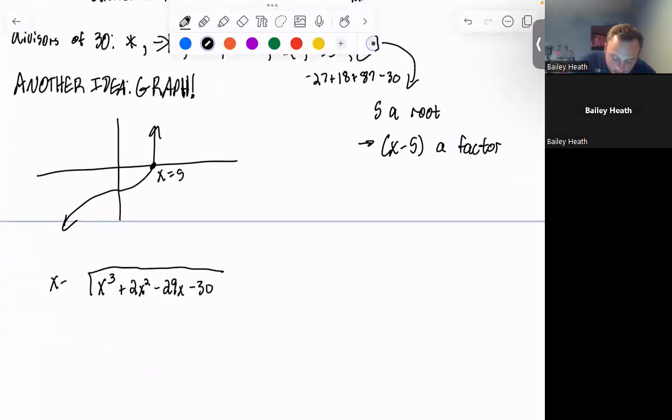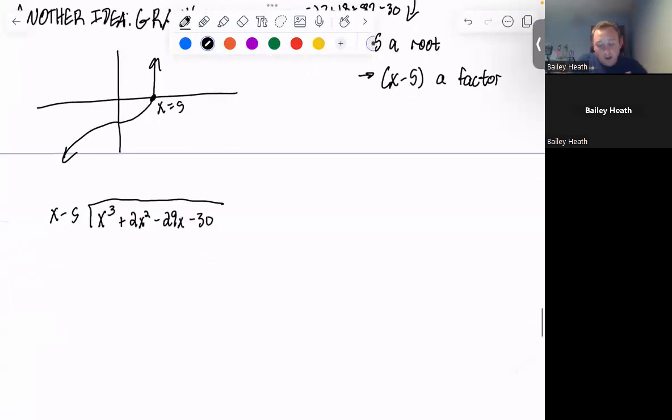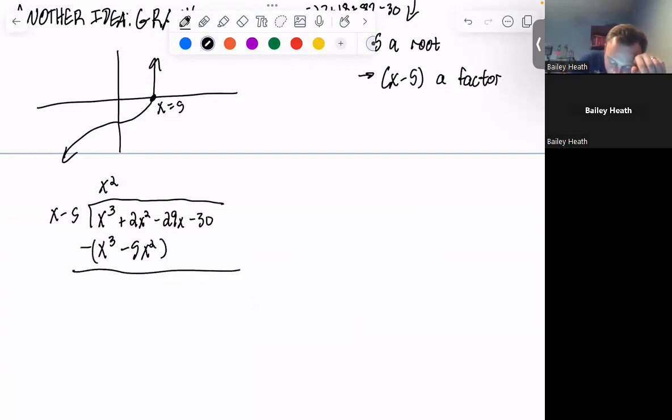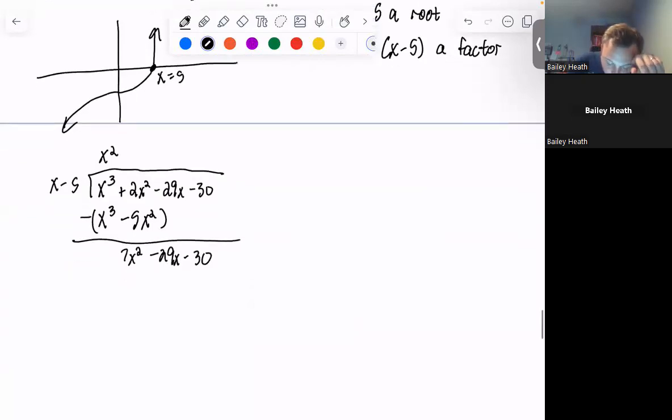So if I do this long division, what do I multiply x by to get x cubed? I multiply it by x squared. Now multiply the x squared by x minus 5, and I get x cubed minus 5x squared. Subtract. Hopefully this algorithm will look familiar. I get 7x squared minus 29x minus 30. Now I multiply x by 7x to get 7x squared, minus 7x squared minus 35x.